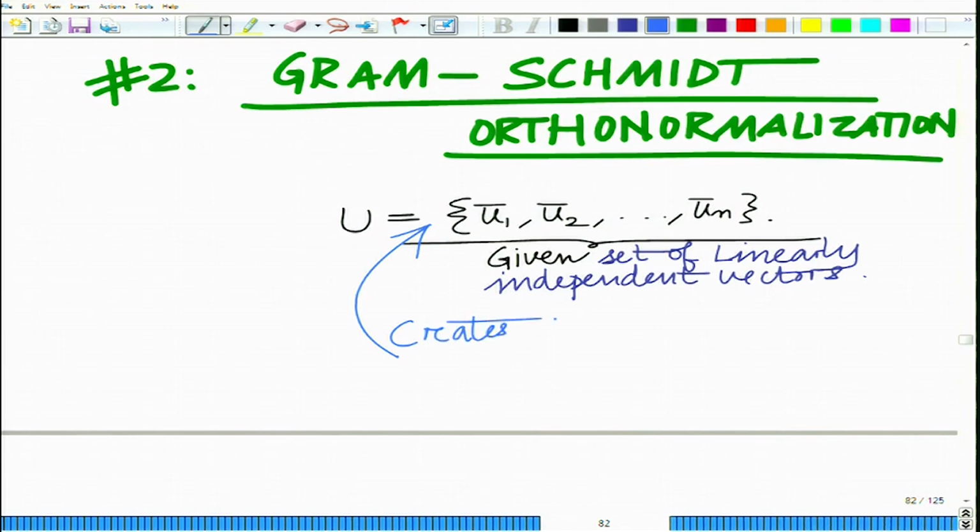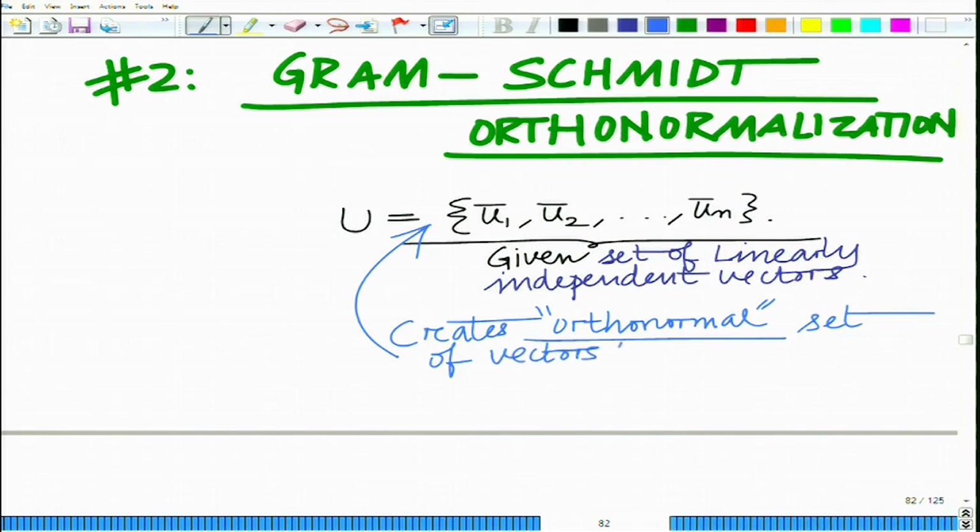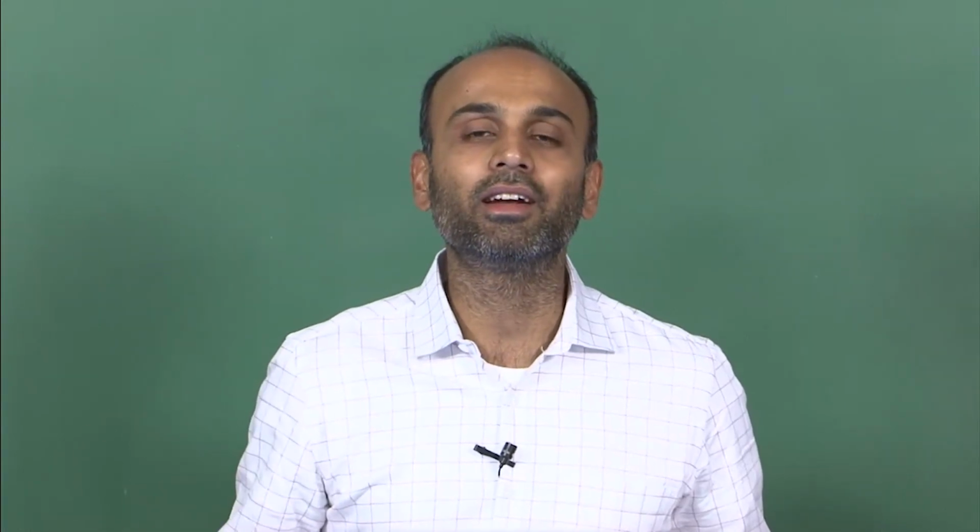I am just going to explain in a moment what this means. It creates an orthonormal set of vectors that span the same subspace, in the sense that linear combinations of these vectors can be used to generate any vector in that subspace. Alright. So both these subspaces spanned by these sets are the same.